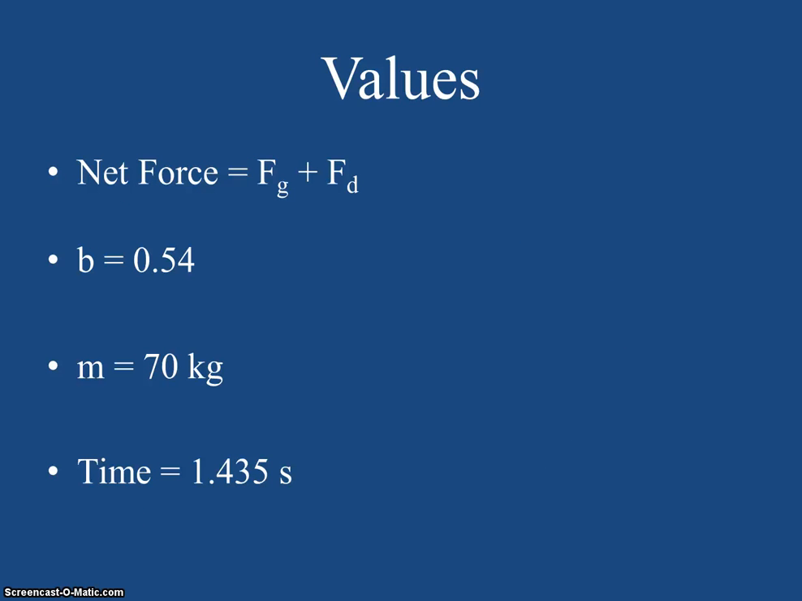The values shown on this slide are also used to construct the computational model. All of these values are used in the Python code. Net force is calculated by adding the weight force and drag force on the diver. B is the drag force proportionality constant. I estimate the mass of the diver to be 70 kilograms, and the time frame in the video came to be 1.435 seconds.